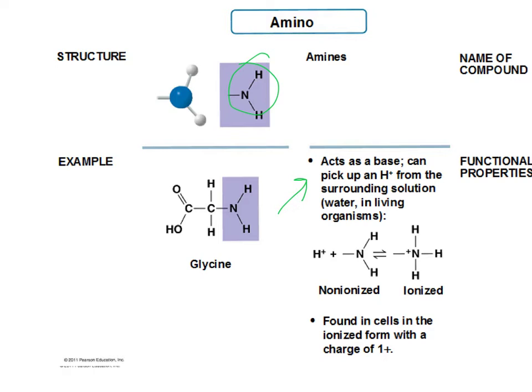So these can act as a base, and you can see here when it has been ionized, it has a positive charge because it has that extra hydrogen, so it is acting as a base. If y'all remember, right here, glycine would be an example of an amino acid. Remember, all of our amino acids have this amine group. They have this one, do you recognize it? That would be a carboxyl group. And then remember they'll have that R or that variable group.